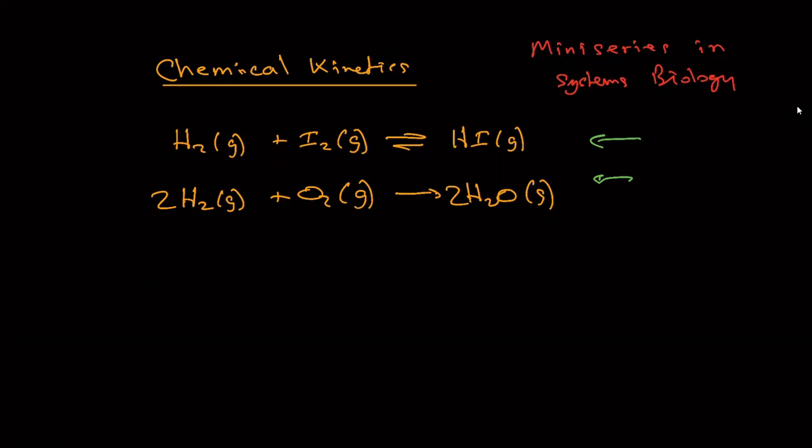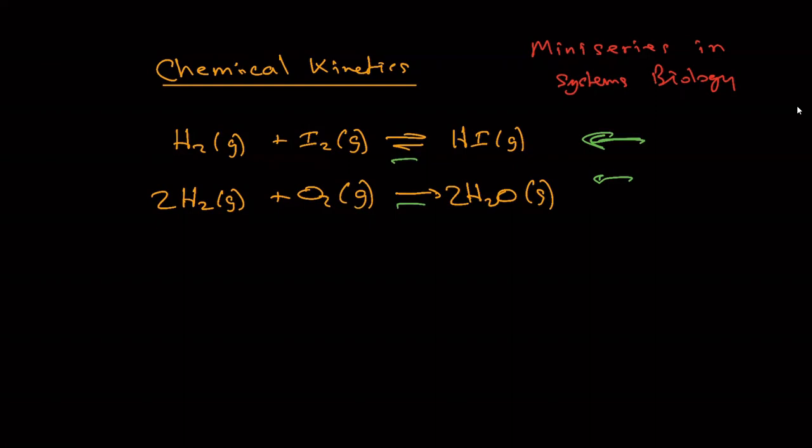Notice that I use different symbols here. One is reversible and the other is pretty much irreversible. You're not likely to find water spontaneously turning into hydrogen and oxygen. So the only way to do that is to push the equilibrium to the left by using something like electrolysis. But the top one is actually pretty reversible. It goes back and forth. This is typical for a lot of reactions.